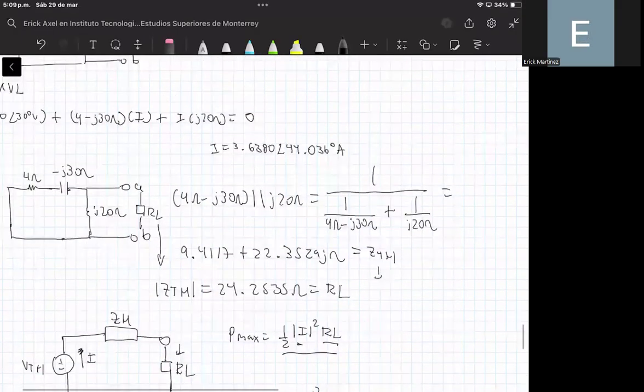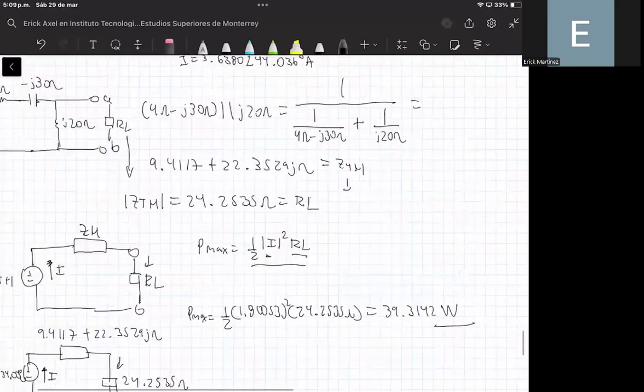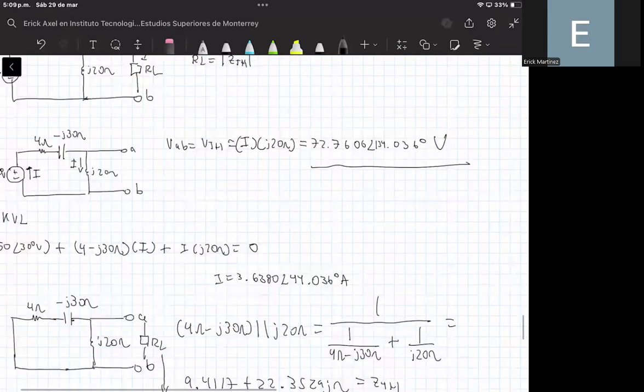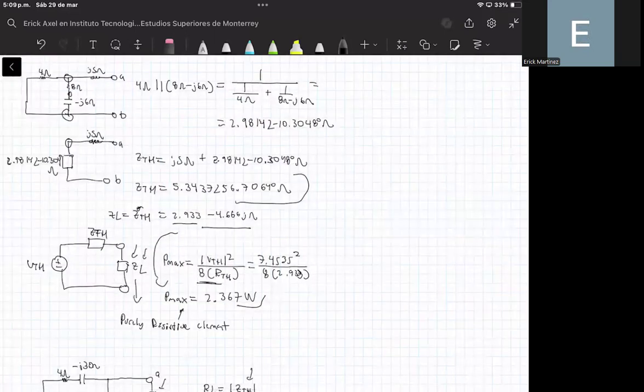These are some examples for you to see how you can compute the maximum average power transfer. The first thing that you need to consider is to compute the Thevenin equivalent. And once you have that, if you're connecting an impedance between the two terminals, you can use the following expression in order to compute the maximum average power transfer. That is when you have an impedance, in other words, a resistor in series with a capacitor or an inductor.